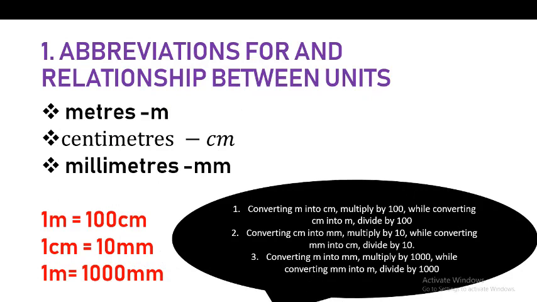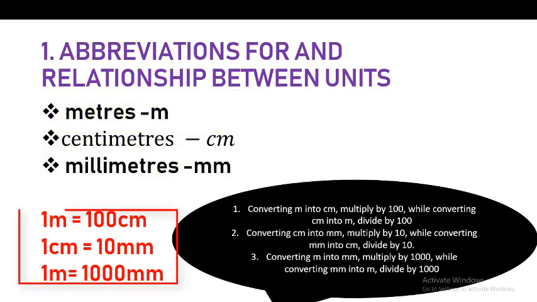Now, let us start with abbreviations for and the relationship between units. The first one, we have meters. In short, we just write small letter m. The second one, we have centimeters. In short, we just write small letters cm. And the third one, we have millimeters. In short, we just write small letters mm. So m stands for meters, cm stands for centimeters, and mm stands for millimeters.